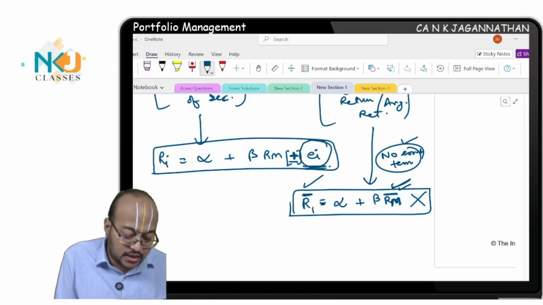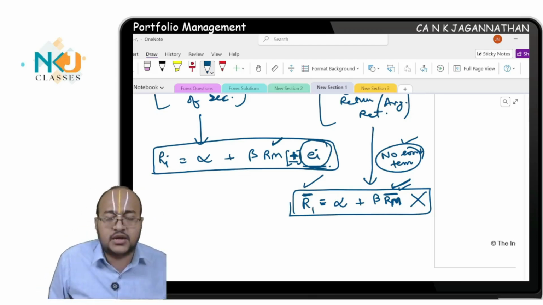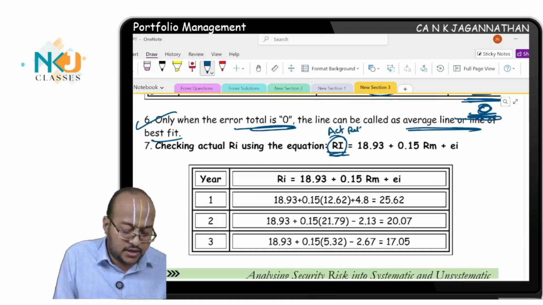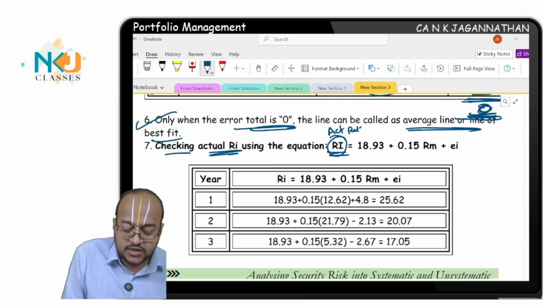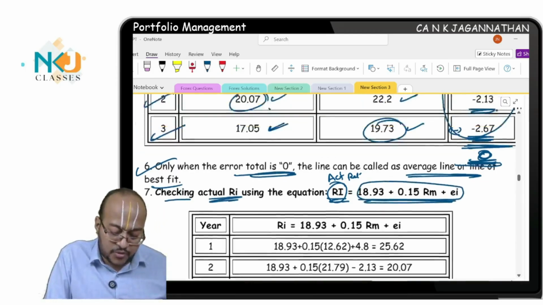Are you understanding? Here this is the respective return for the respective years. Respective years' return, nothing else. See here, now you will understand. Checking actual Ri using this equation. The Ri we already computed here.